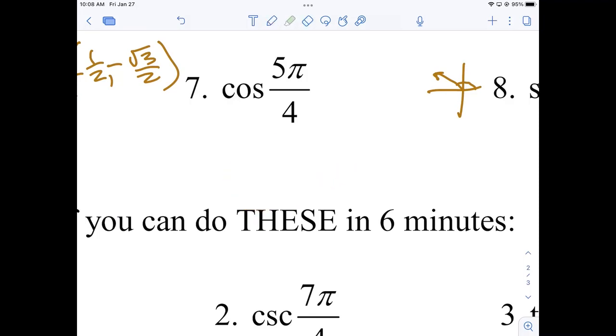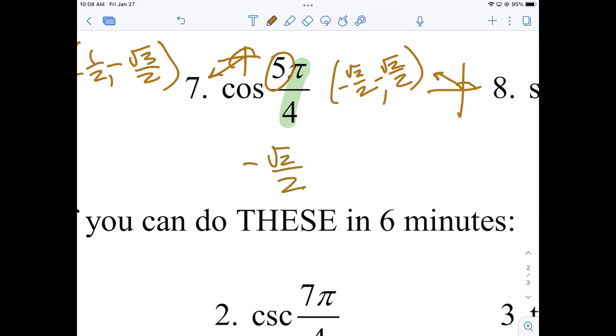All right. Pi fourths. Pi fourths. That's square root of 2/2. Square root of 2/2. And let's see. 5 is bigger than 4, so it's just bigger than 1 pi. It's in quadrant 3 where they're both negative, and the cosine is the x-coordinate.